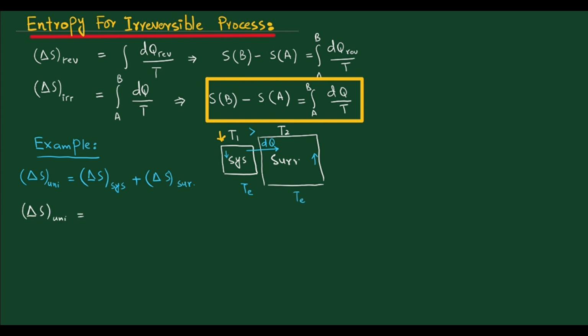The change in entropy of the system will be written as the integral dq over capital T, and because the heat is leaving the system we will consider it negative, and the temperature will change from T1 to Te, plus the integral, the change in entropy of the surrounding, dq over capital T, and its temperature will change from T2 to Te.